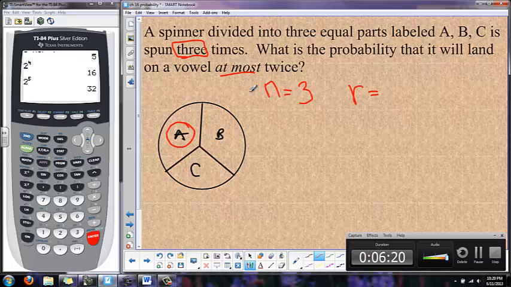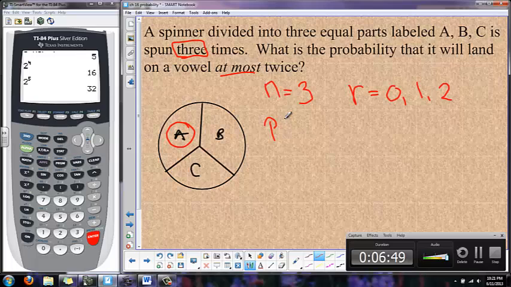And if I say I pay you at most $50, that means 50 or less. So in this case, we haven't done one with at most. If it says at most, so 50 or less, we want it to land on a vowel at most twice. That means it could be 0 times, 1 time, or twice. So we're going to have to do 3 yet again, but that's okay.